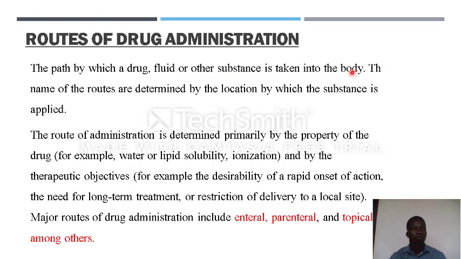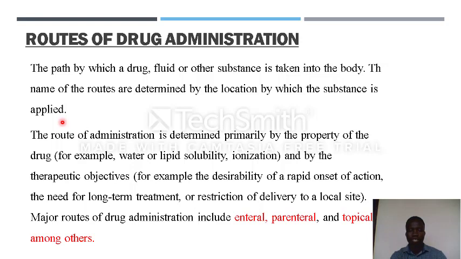So any path that we can use to administer a drug into someone's body is what we are saying, route of drug administration. Now, the name of the routes is determined by the location by which the substance is applied. So in case you inject someone with a drug through the muscles, then it bears the name intramuscular. When you administer it through the vein, then intravenous. So that's what I'm trying to say, that the name of a route is determined by the location by which the substance is applied.